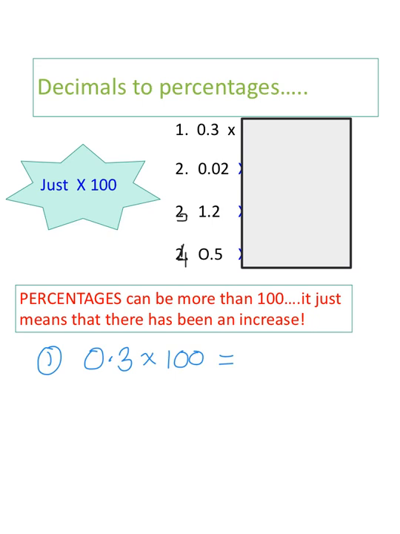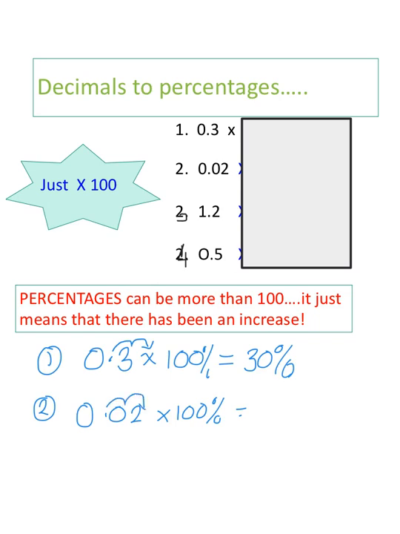We either think of it as moving the decimal point 2 places to the right, which would give me 30%, or you think of it, which is mathematically more correct, as moving the digits 2 places to the left, which would give you 30%. So looking at question 2, 0.02 times 100, just remember to write percent there, would give you 2%. Now you can pause the video and have a go at the last two.